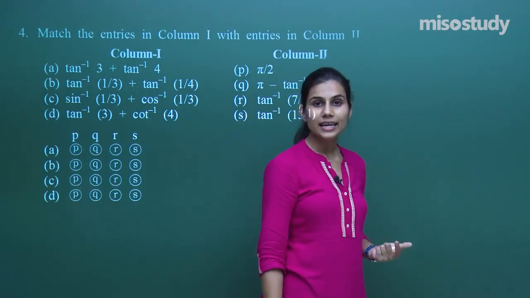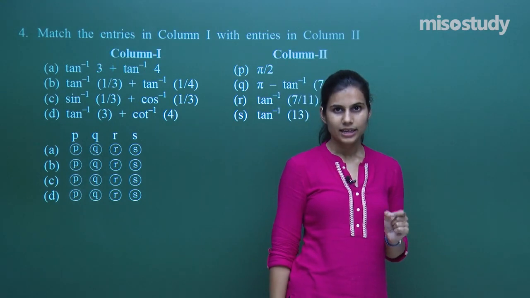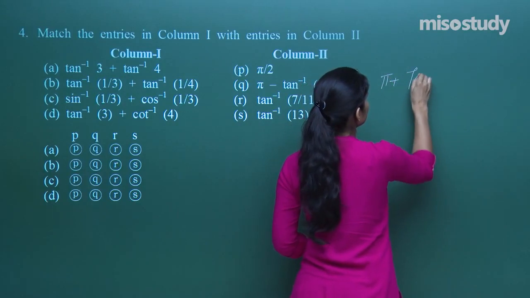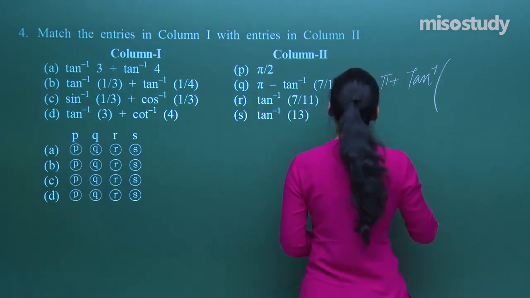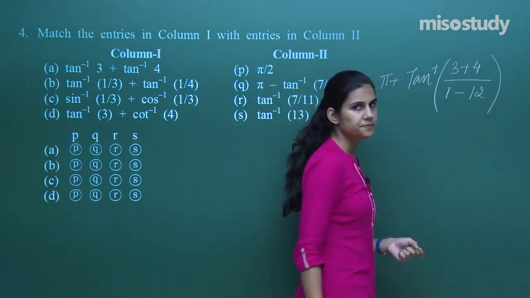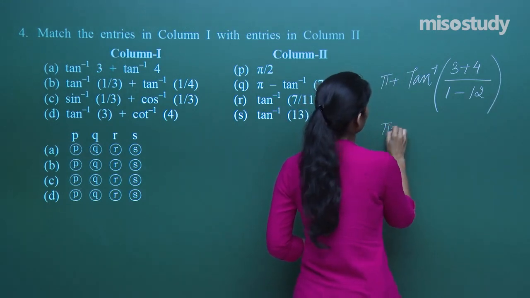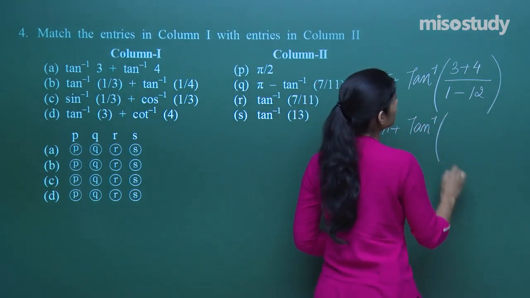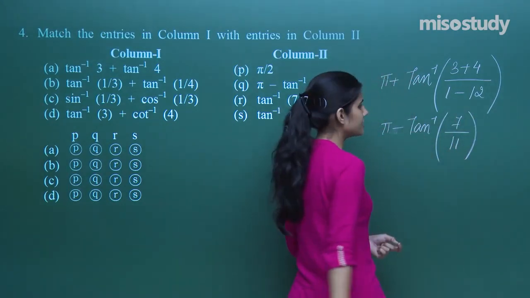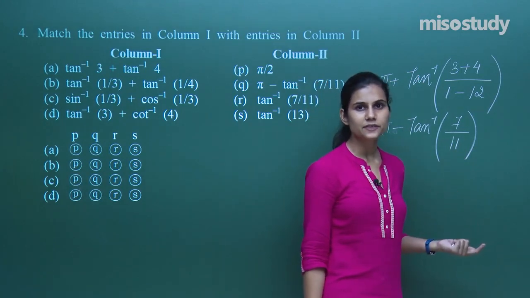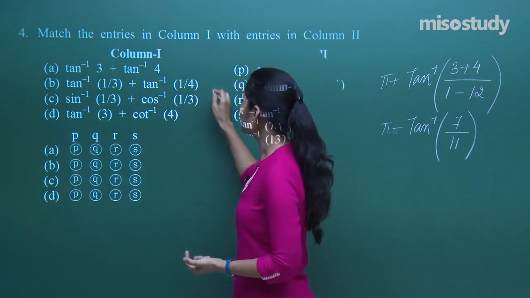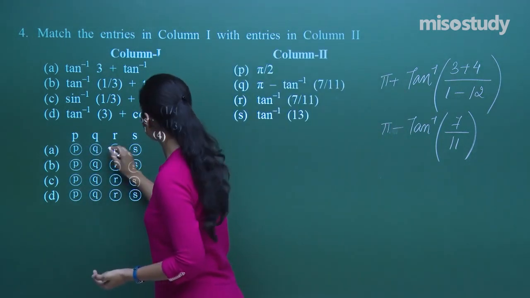So tan inverse a plus tan inverse b will be pi plus tan inverse a plus b upon 1 minus ab, right? So what will that be? Pi plus tan inverse a plus b upon 1 minus a into b. This is pi plus tan inverse 7 by minus 11, or minus outside. Tan inverse of minus theta is minus tan inverse of theta. So pi minus tan inverse of 7 by 11 is what A is matched to. A is matched to basically Q.